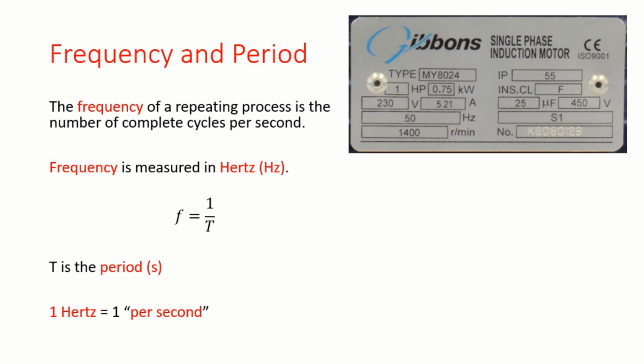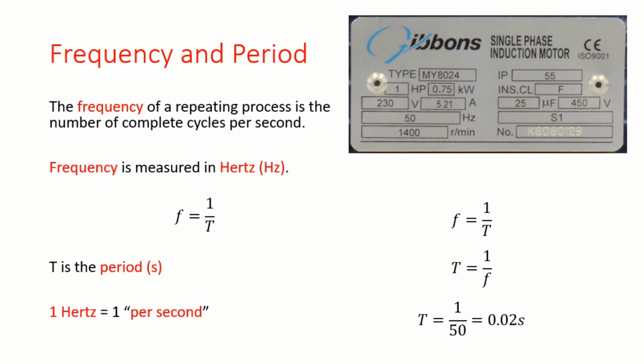And you might be asked to, for example, calculate the period of that signal. Well, if frequency is 1 over T, then T is going to be 1 over f. We know the frequency here, 50 hertz, then the period is 1 over 50, 0.02 seconds. You can see that as one goes up, the other one goes down. So we've got a bigger frequency, smaller period.